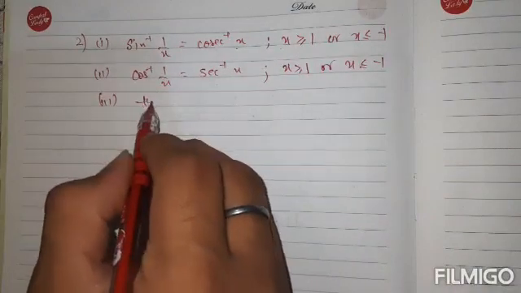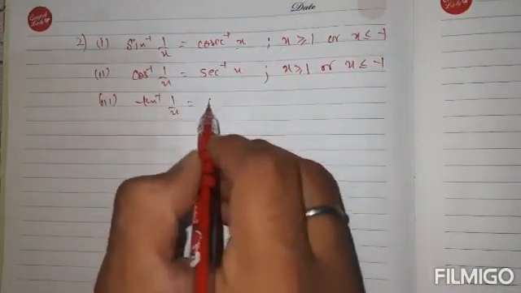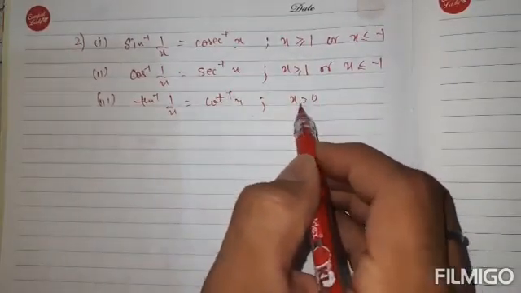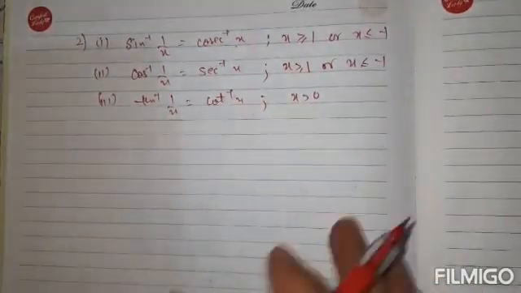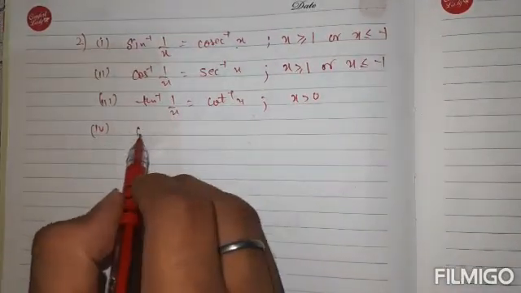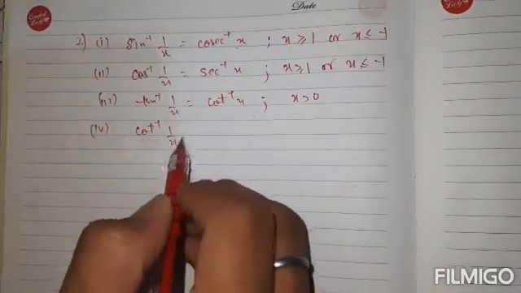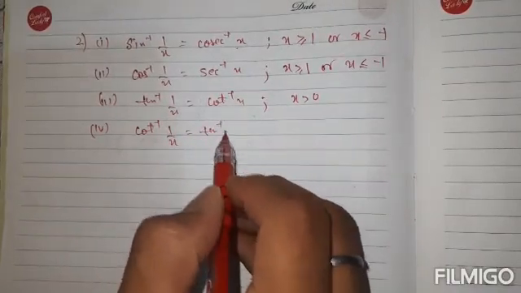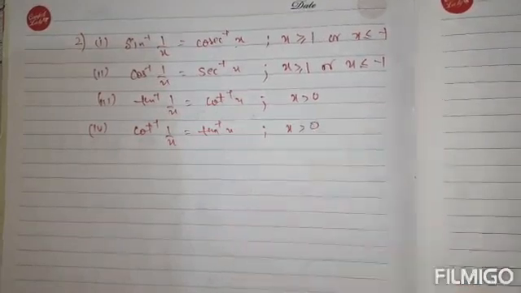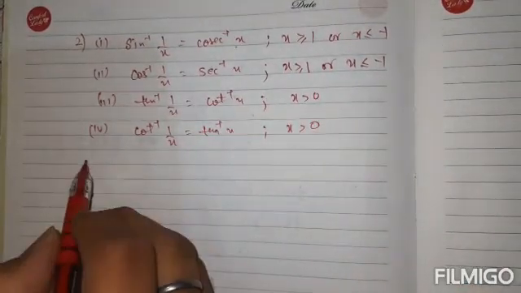Then the third one is tan inverse 1 by x is equal to cot inverse x. This is only true for x greater than 0, meaning only for positive values, not for negative values. Then the fourth formula is cot inverse 1 by x is also equal to tan inverse x. This is also the same, valid only for x greater than 0.